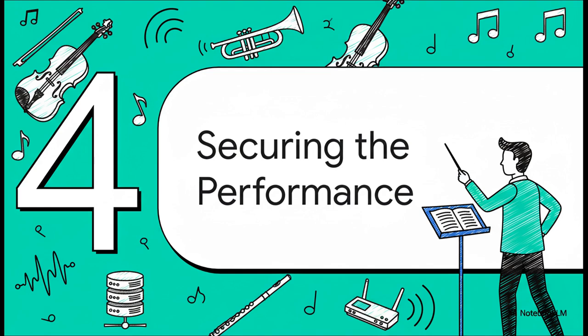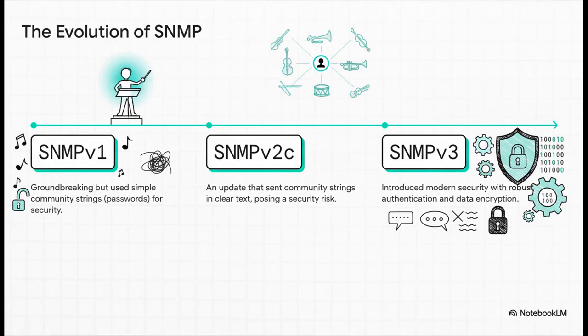Now, this is where the story gets really interesting. When you have a system that can literally control your entire network, you better believe security is everything, and SNMP has had to seriously evolve. So, the protocol has gone through three major versions, and each one was really a step up in security. The original, SNMP v1, was totally groundbreaking, but it used these simple passwords called community strings. Version 2C added some new features, but kept that same kind of flawed security model. It wasn't until SNMP v3 that we got the robust, modern security we really needed.